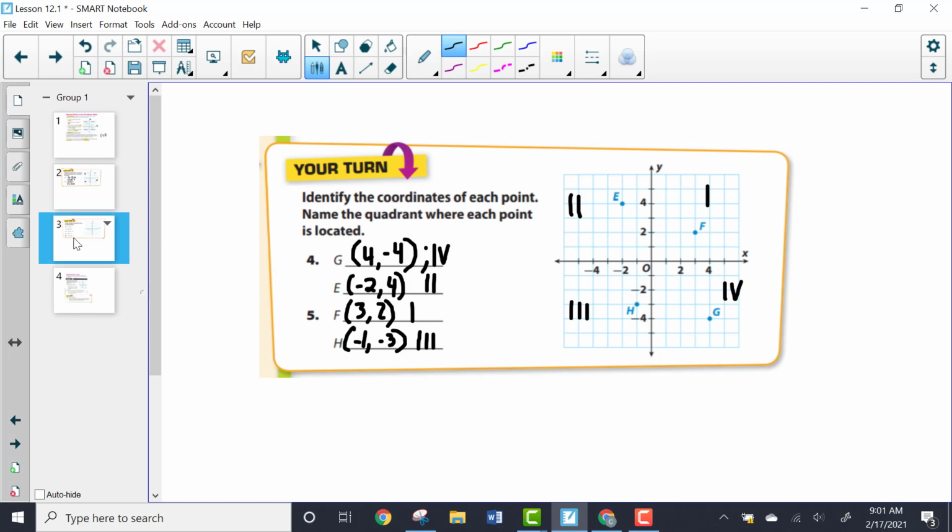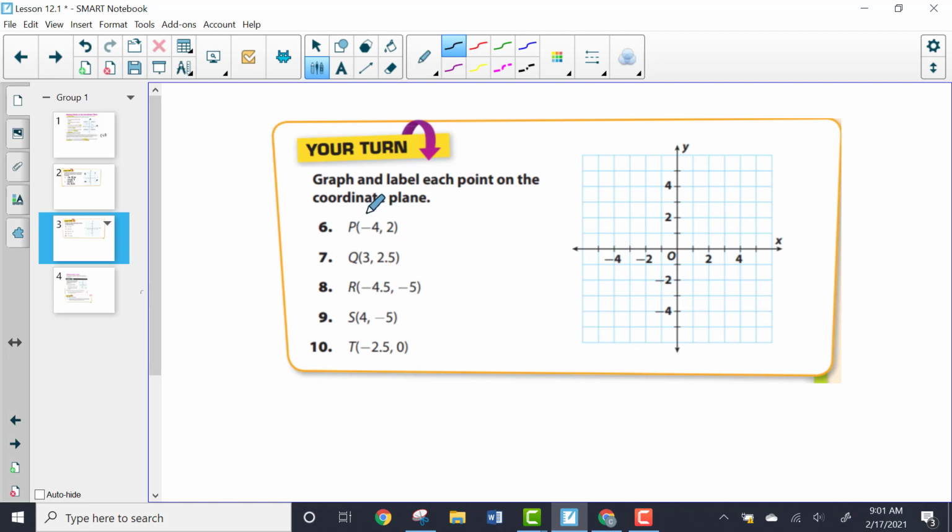Now what we're going to do is see a point on the coordinate grid, and we're going to graph and label points on the coordinate grid together. So let's take a look at page 333. We'll work through this problem together. So for number 6, we have letter P. It's -4, 2. Okay, so point -4, 2.